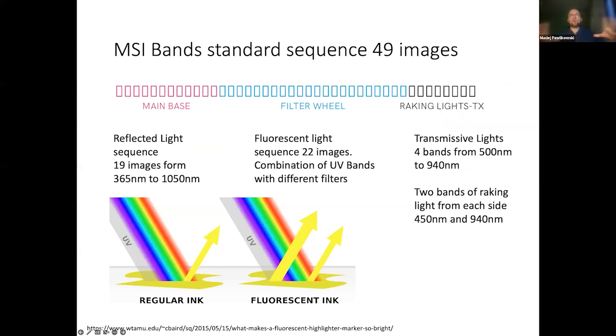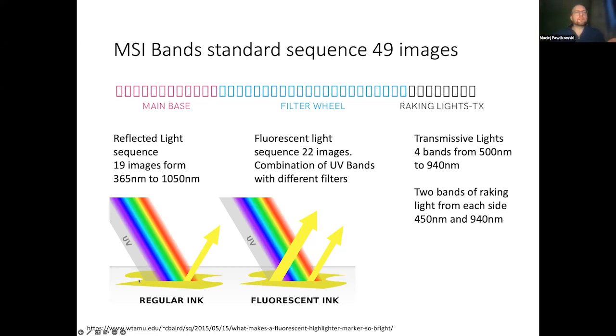To say a bit more about what this system does and what you have just seen, first there was a sequence on the main bank, those lights on the top. And then we had lights mainly using a UV light source, but with different filters in that filter wheel, to capture the fluorescence of the ink and the paper and everything which is there.